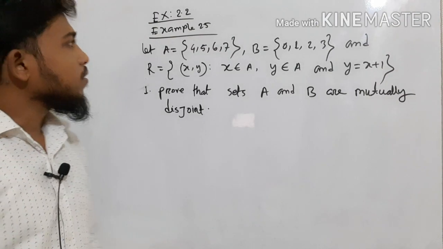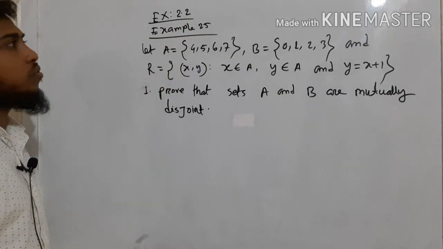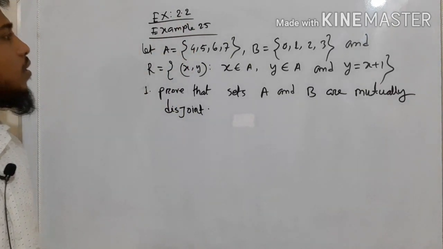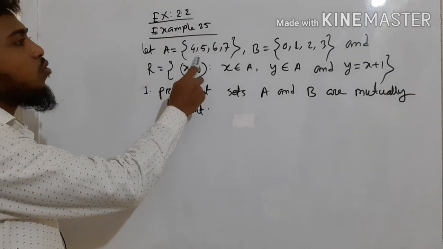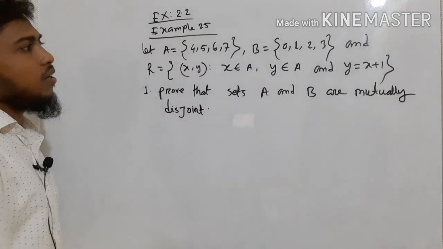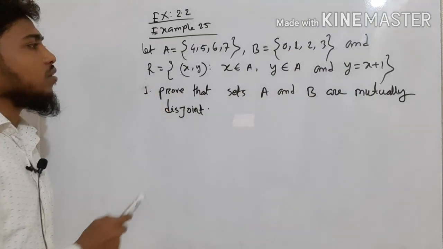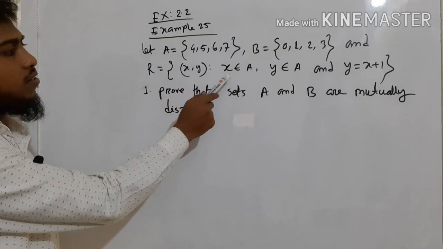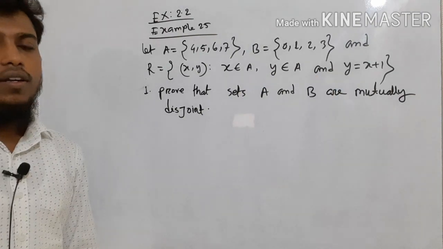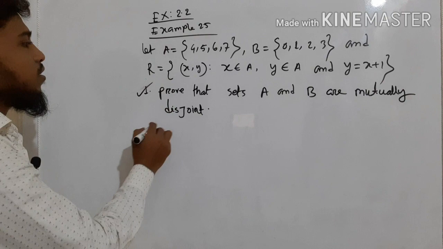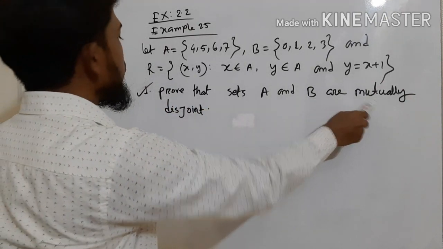My dear students, this is example 25 of exercise 2.2. Our given values are A equal to {4, 5, 6, 7} and B equal to {0, 1, 2, 3}, and our relation is R equal to {(x, y) such that x is in A and y is in A}. Question 1: prove that sets A and B are mutually disjoint.